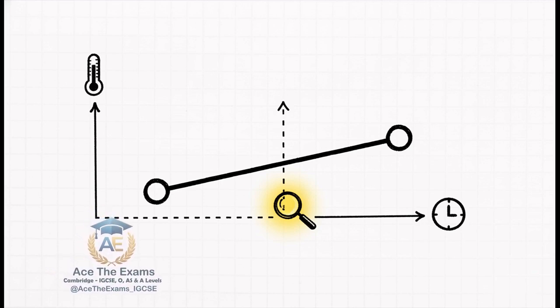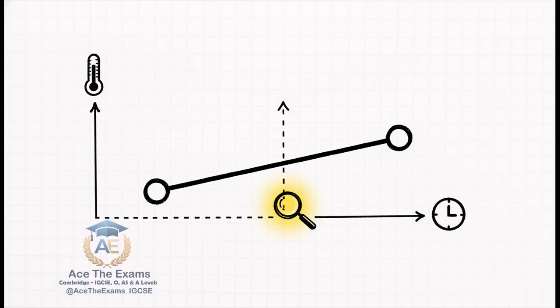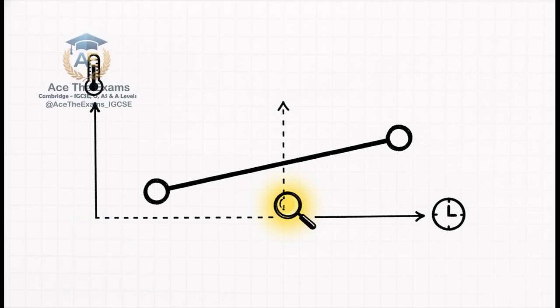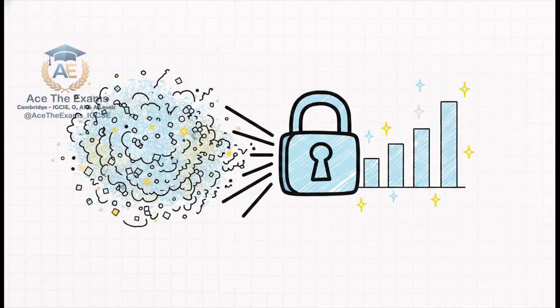So to find the unrecorded 10 a.m. temperature, we simply go to 10 on our horizontal time axis, draw a line straight up until it hits our graph line, and then read straight across to the vertical temperature axis. Boom! We've successfully decoded the blank spaces. We've seen the pattern where there was no paper. And that brings us to the end of our explainer.